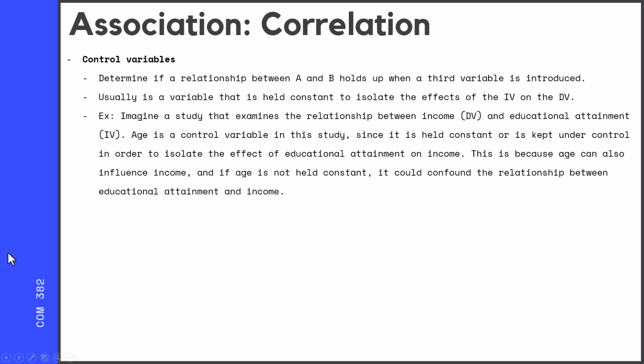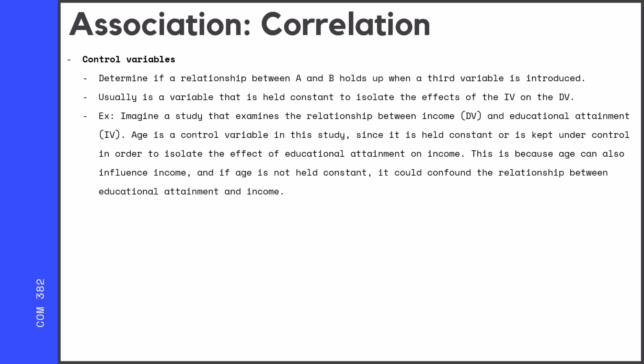Control variables, we've talked about this a little bit before when we talked about experiments. Control variables determine if a relationship between A and B holds up if a third variable is introduced. Usually, this is a variable that is held constant to isolate the effect of the independent variable on the dependent variable. So, for example, imagine a study that looks at income as a dependent variable and how much education someone's had as the independent variable.